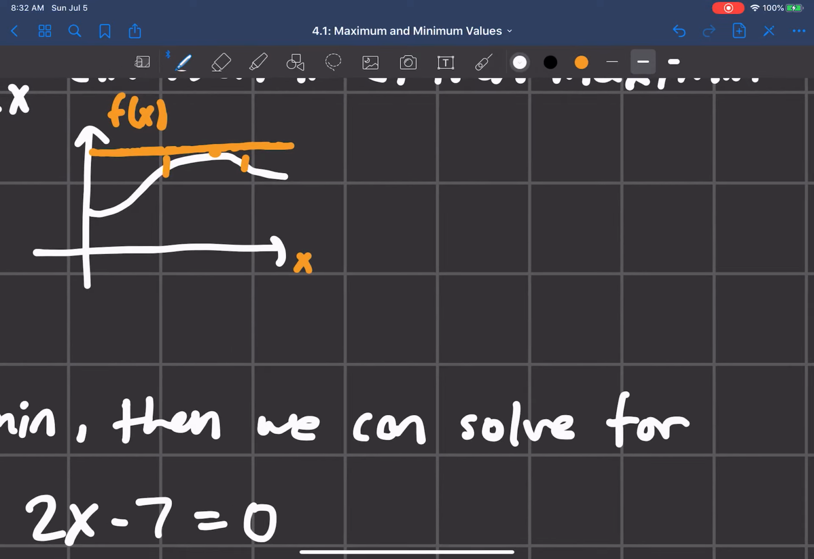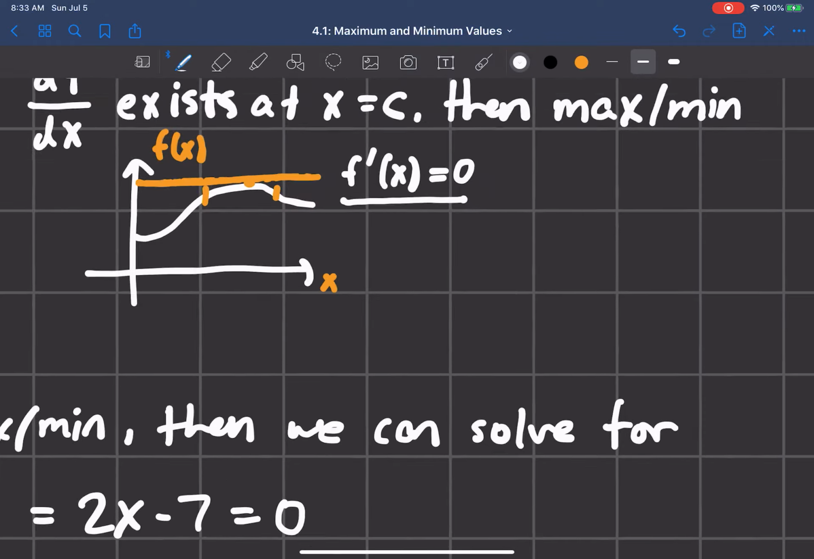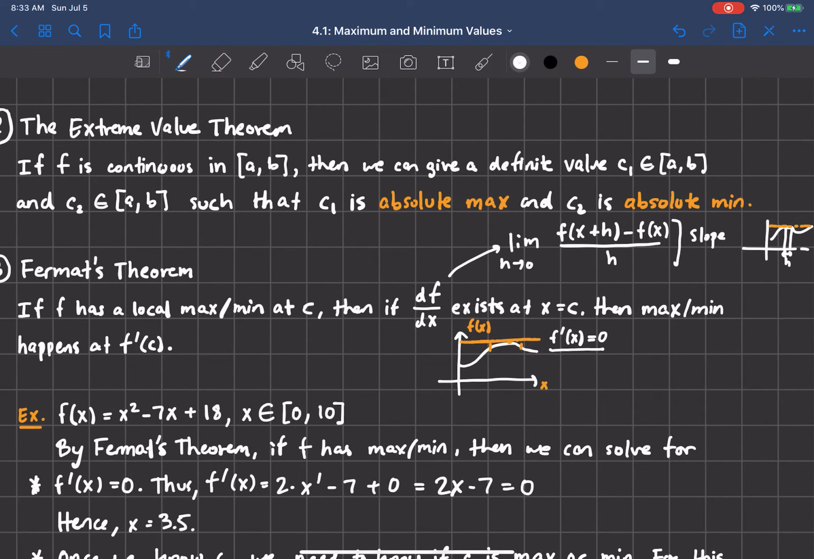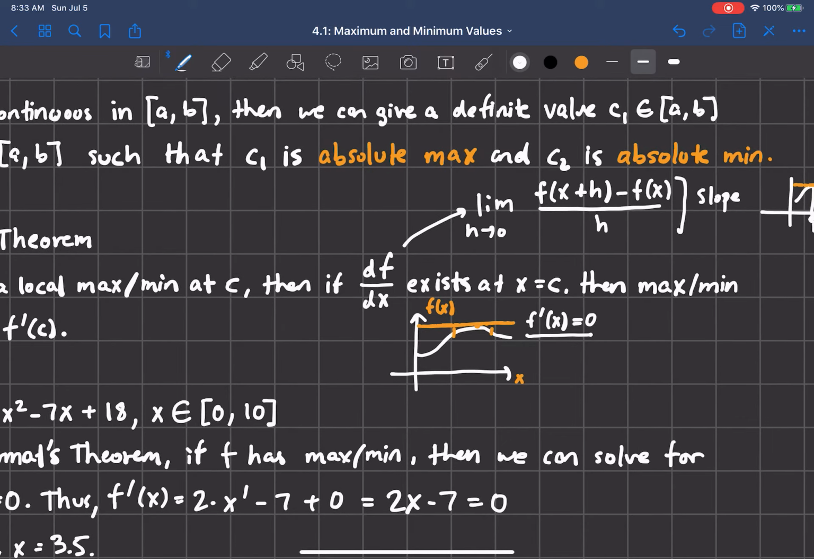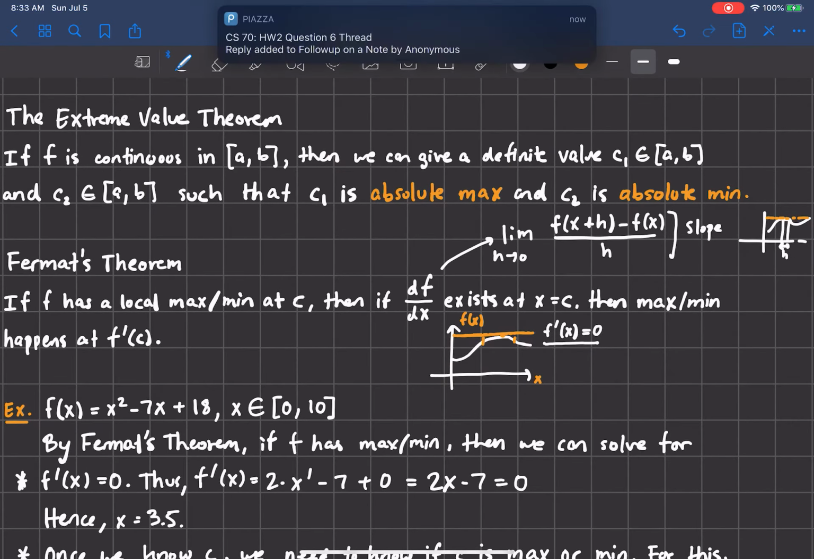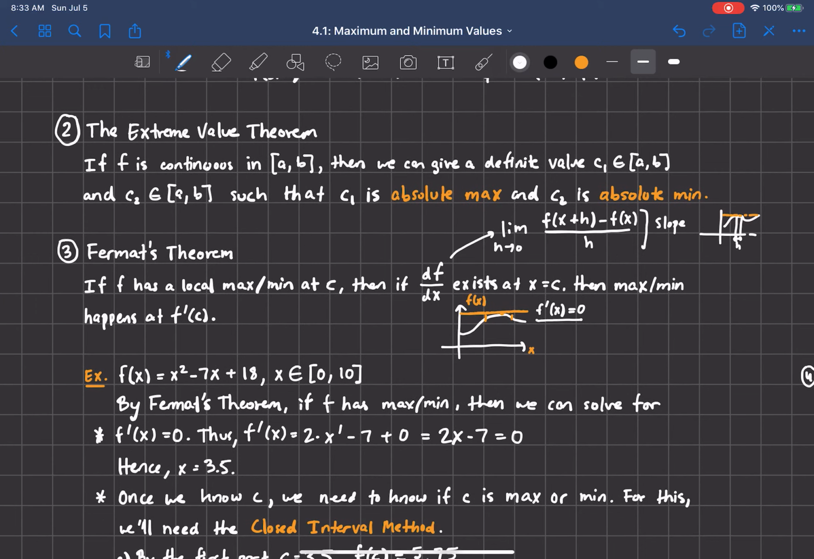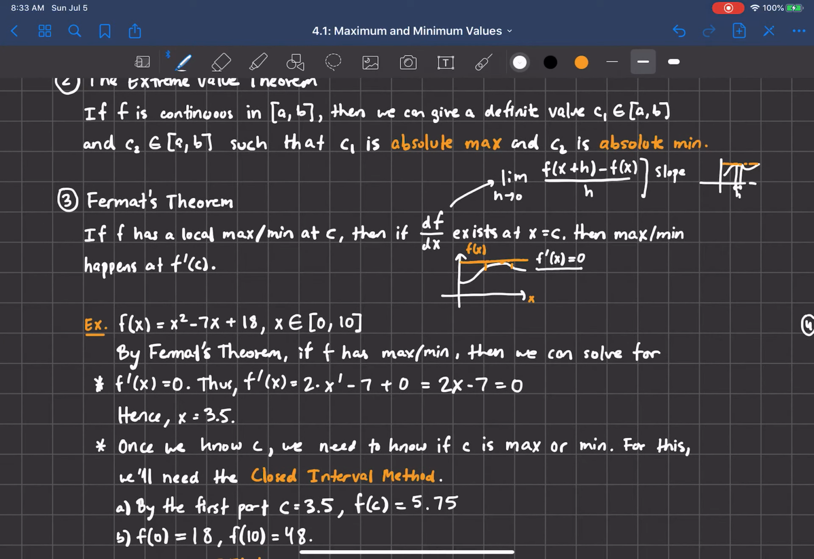When it comes to differentiation, we learned that one very important concept is that if f'(x) equals 0, then the slope of the tangent line is 0. In this scenario, that's exactly what happens. At the maxima, we get that the slope of the tangent line is 0, which exactly maps to f'(x) equals 0, which is exactly what Fermat's theorem suggests. It says that if there is a derivative, and if that derivative at x equals c is equivalent to 0, then we know that it must be the point of the minimum.